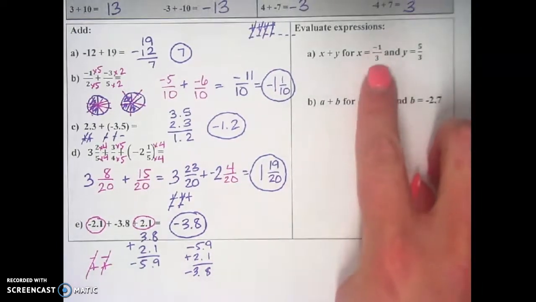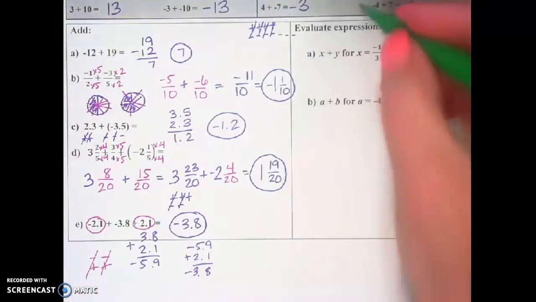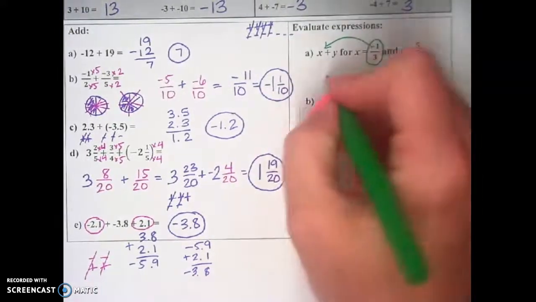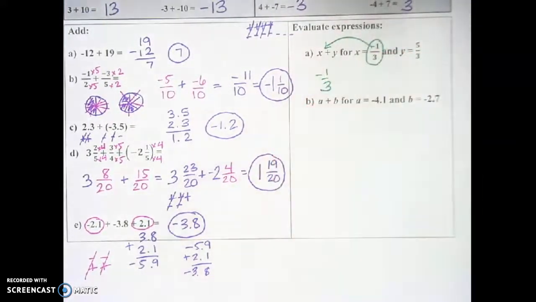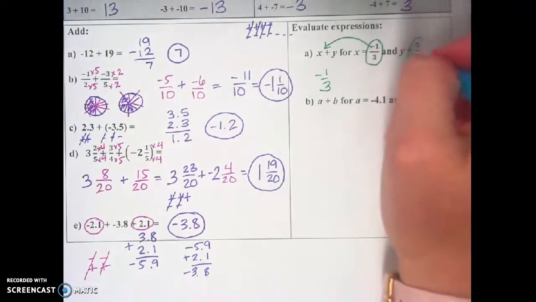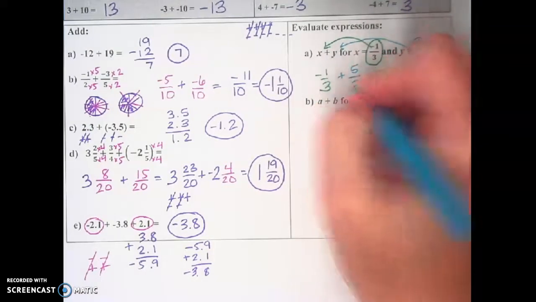For our last two over here, you'll notice we have an x and a y. The x is simply going to go right here. So negative 1/3. And my y is going to go in where my y was. So negative 1/3 plus 5/3.